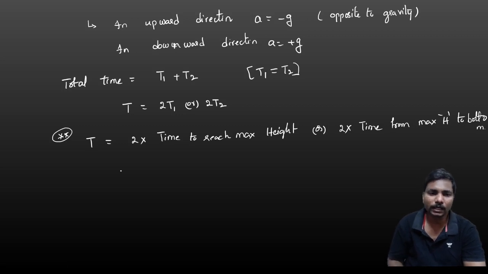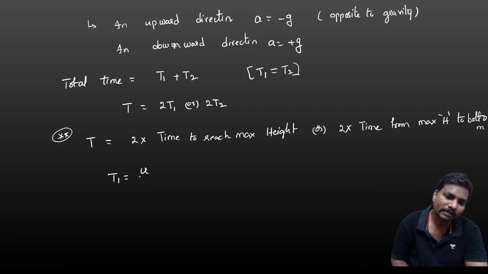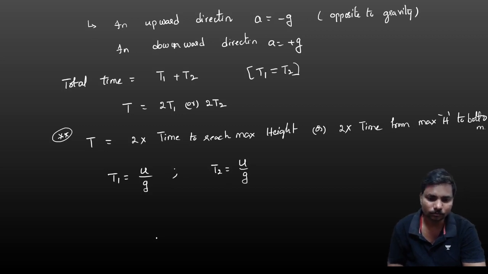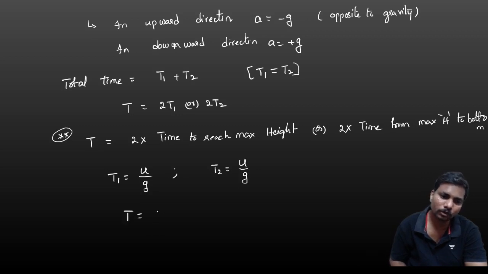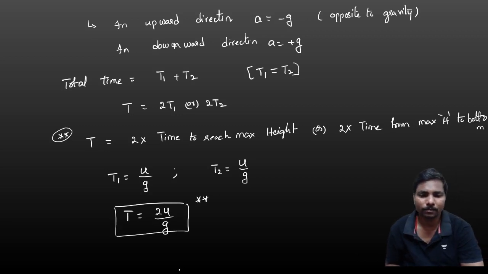Generally, this time of ascent t1 is equal to initial velocity divided by acceleration due to gravity, u by g. In the same way, t2 is also u by g. So in this case, the total time is equal to 2 into u by g. In the upward direction, total time t is equal to 2u by g.